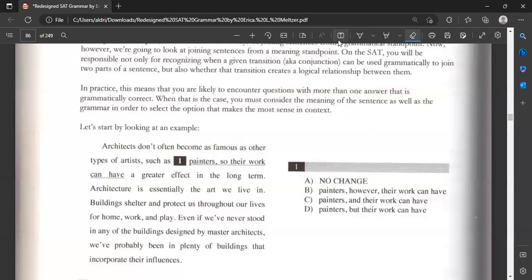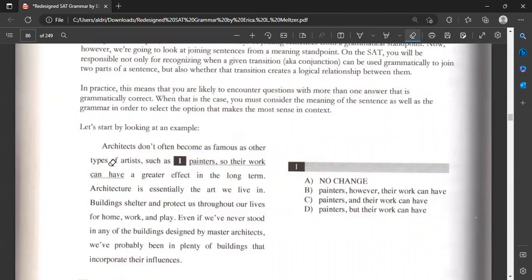Continuing. What makes you say that? Okay, so actually, before you tell me what makes you say that, one part is saying they don't often become as famous, right? Which means, it's probably not fair for me to say this, but I'll say, since they don't become as famous, probably their work does not have a greater effect in the long term, right?